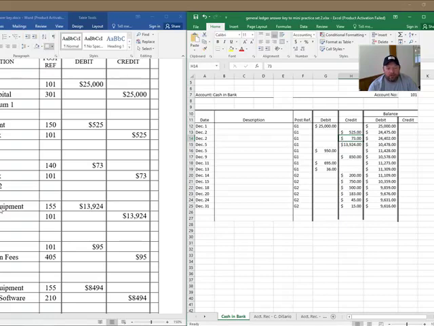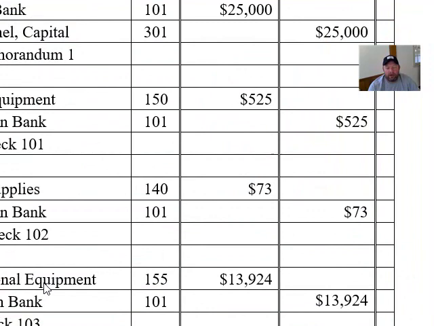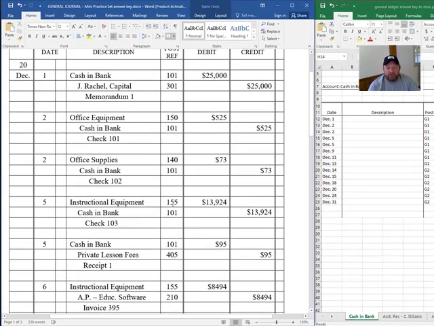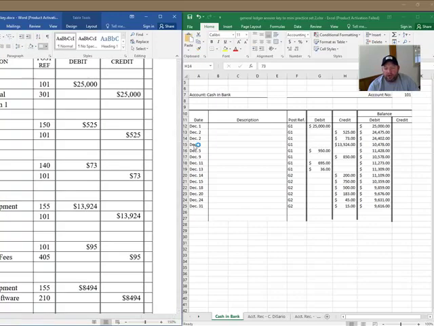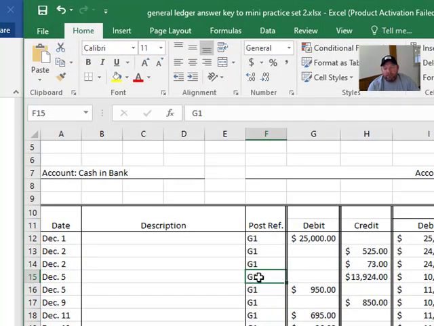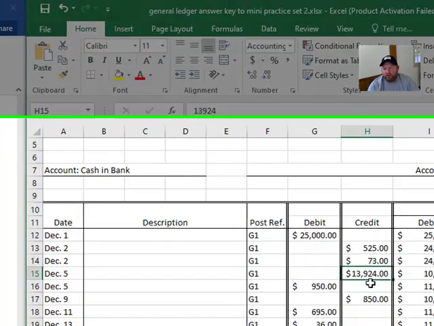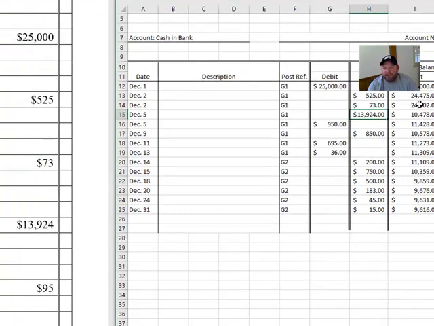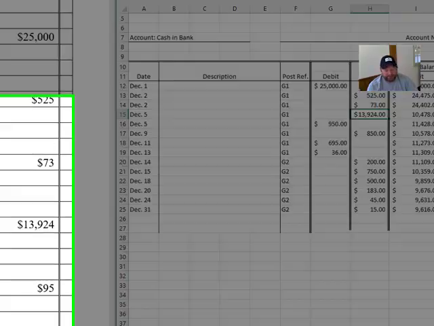On the 5th, we purchased some instructional equipment. A pretty hefty check, if you ask me. We purchased $13,924 worth of instructional equipment by writing check number 103. So here I go to December the 5th. Again, still coming from page 1 of the general journal. I wrote a check for $13,924. If I subtract that from my previous balance of $24,402, my new balance now is $10,478 at the end of the day, December 5th, before we get to the second transaction on the 5th.